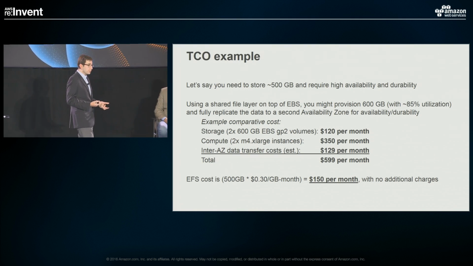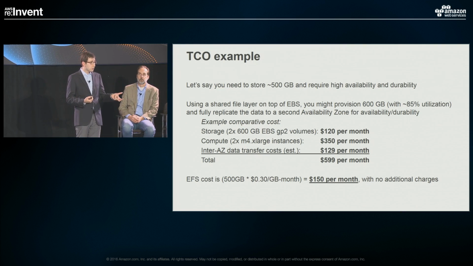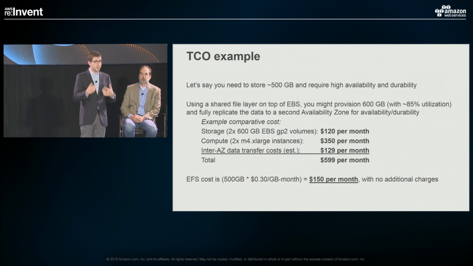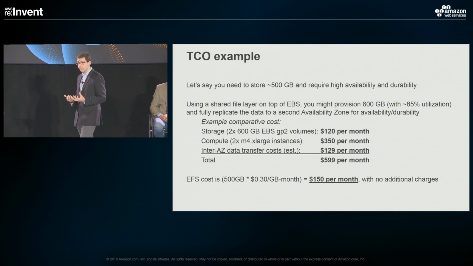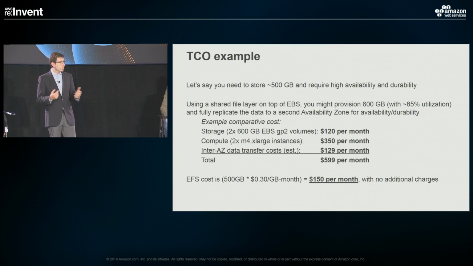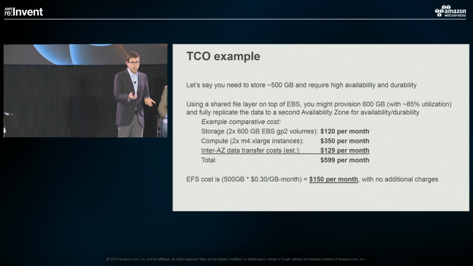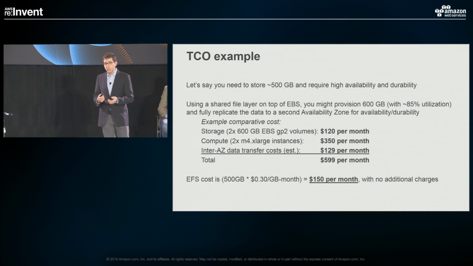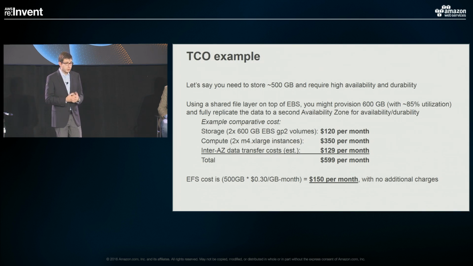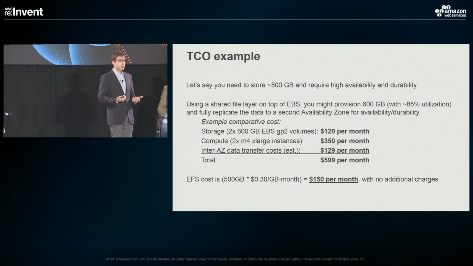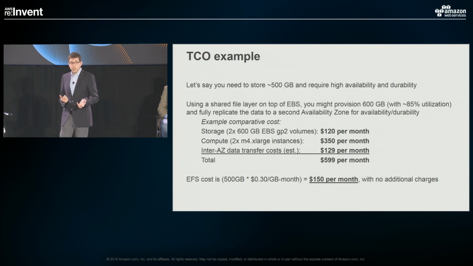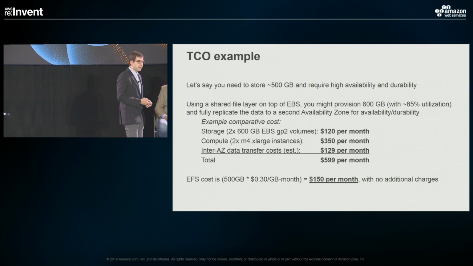You have the compute costs, and these are the EC2 instances that just manage the file system layer. So these aren't your instances that are accessing the file system. These are the ones that are just running that file system layer. And then you'd have the cross-AZ or inter-AZ data transfer costs for all of the replication traffic you're doing, and that $129 per month is if you were doing the typical amount of traffic that we see customers doing on EFS. So altogether, you're looking at a price of about $600 per month to have this set up. On EFS, with a 500 gigabyte file system, you're paying $150 per month. So that's one lens through which to look at the price and understand the economics.